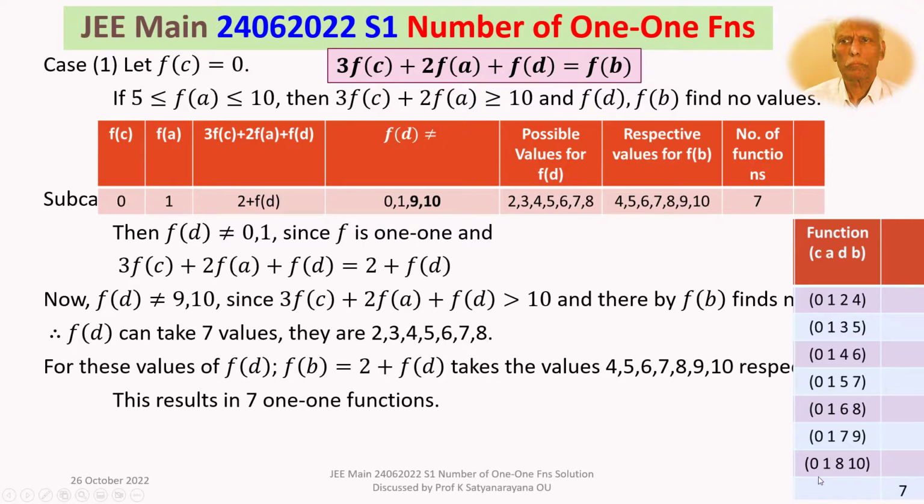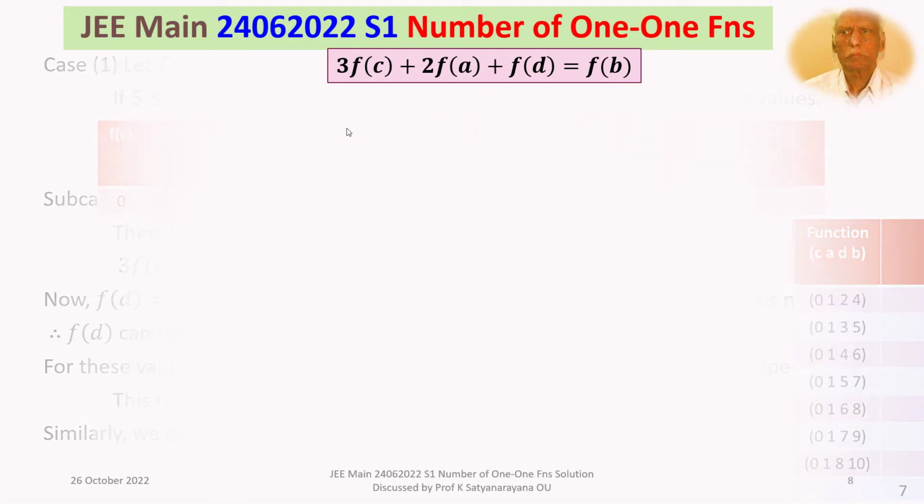And you can see these are one-to-one functions. No 2 elements are mapped to the same element here. Distinct elements in the domain have distinct elements in the codomain. The corresponding images are also distinct, which you can see. So those are the 7 values in this subcase. So we consider the other cases likewise. Now let's see.